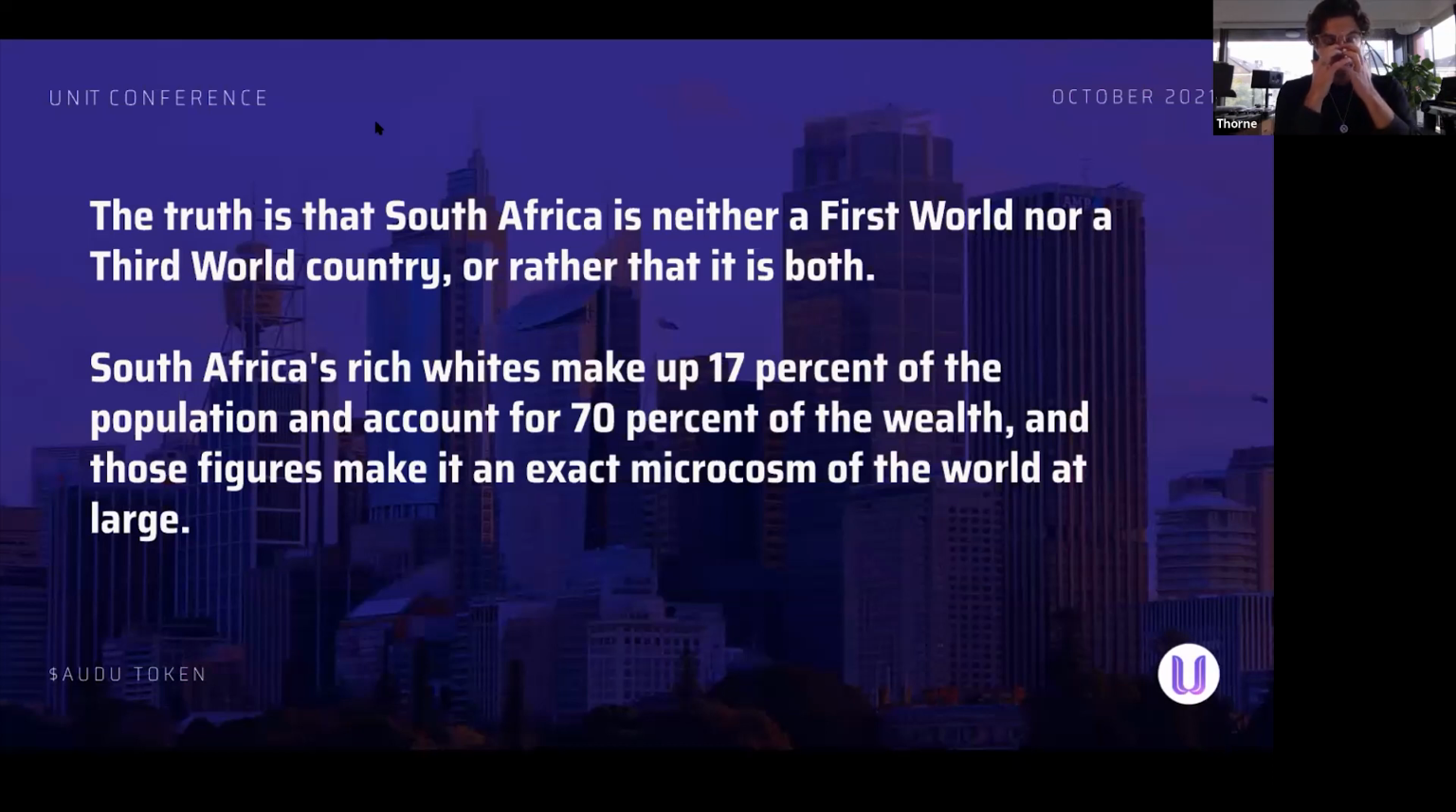So in truth, because of the disparity between the upper and lower classes, and it is a very drastic disparity, South Africa is basically not considered a first world or a third world country. Essentially, it actually qualifies as both. Because if you are in the top percentile, you are very well off. And also it's a very cheap place to live if you are very wealthy. And so South Africa's rich whites make up 17% of the population and account for 70% of the wealth, which is ridiculous. And those figures make it an exact microcosm of the world at large. Very poignant indeed.